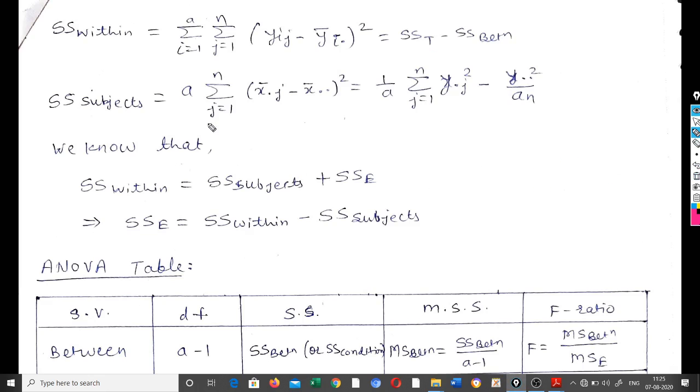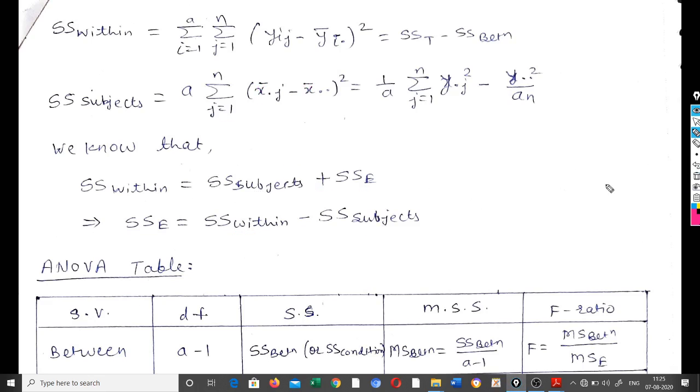and SS subjects is obtained like this: a into summation j equal to 1 to n of (x bar dot j minus x bar dot dot) squared. Not here, it is not x bar, it is actually (y bar dot j minus y bar dot dot) squared, which is equal to, after solving this, we get the formula in terms of correction factor. Now SS within is actually the addition of SS subjects plus SSC. So by using this, we can find SSC as SS within minus SS subjects.